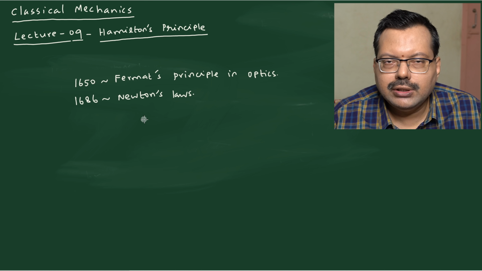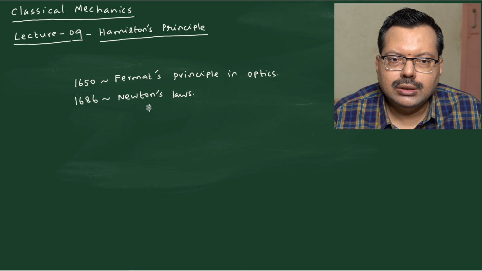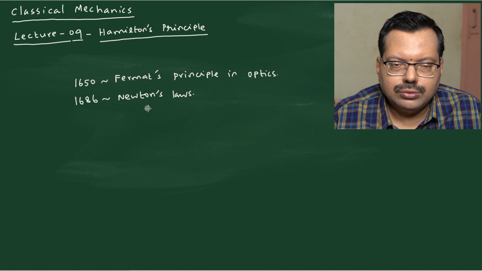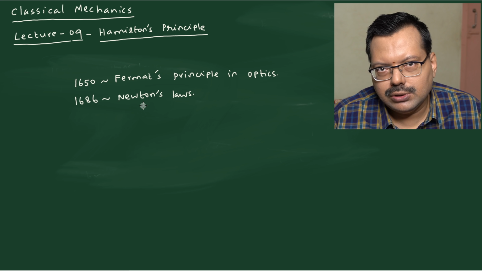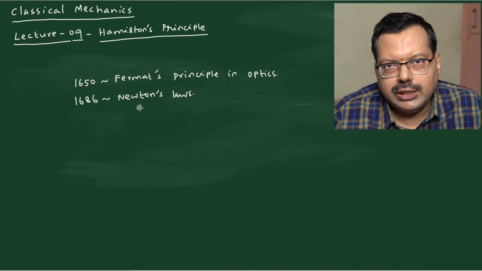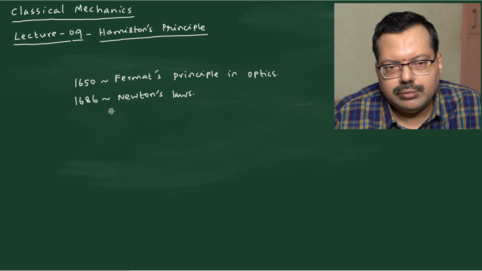In fact, Fermat's principle in optics is closely connected to Hamilton's principle that we are going to see. And you already know that Hamilton's principle itself was used by Lagrange in order to derive the Lagrange equation of motion. The purpose of deriving the Lagrange equation of motion is to understand the theoretical foundation behind Newton's laws. So that's why I'm writing Newton's laws here. Everything is connected in a way. That's what I'm trying to say.